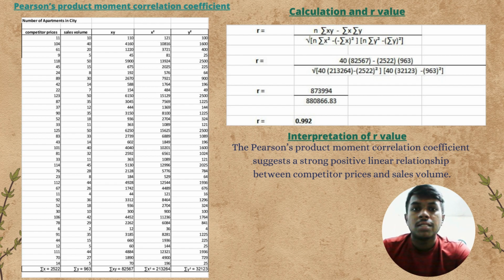Given the calculation, the R value is 0.992. Interpretation of the R value: the Pearson product moment correlation coefficient suggests a strong positive linear relationship between competitive prices and sales volume.